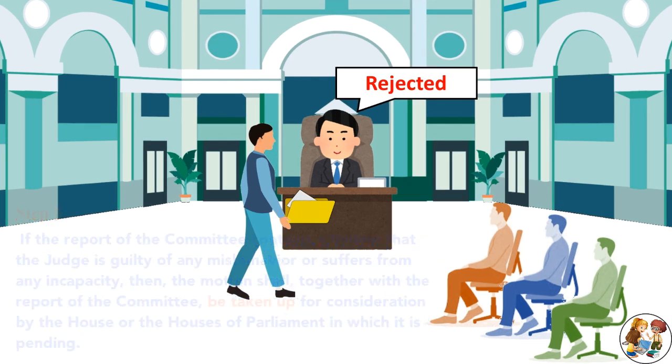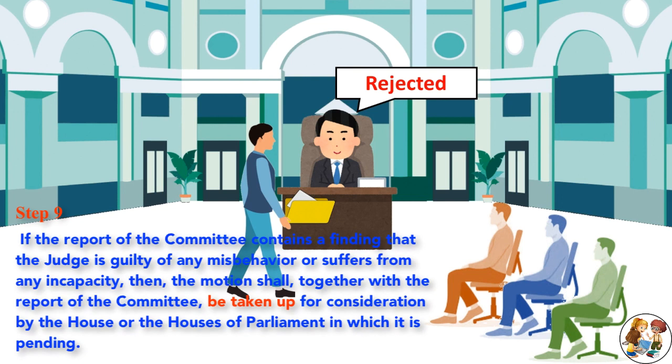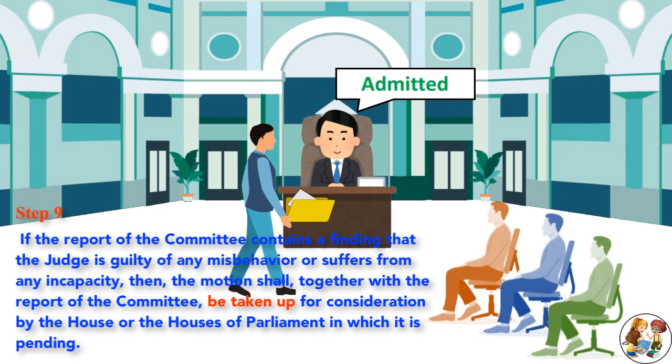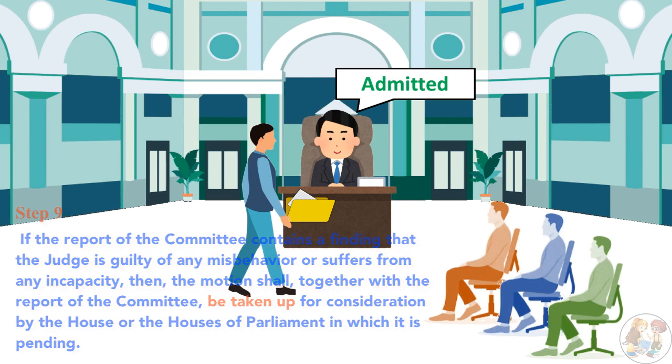But if the report of the committee contains a finding that the judge is guilty of any misbehavior or suffers from any incapacity, then the motion shall, together with the report of the committee, be taken up for consideration by the House or the Houses of Parliament in which it is pending. So, at this stage, both the houses, namely Rajya Sabha and Lok Sabha, will pass the motion with a special majority separately. Special majority means majority of members present and voting.